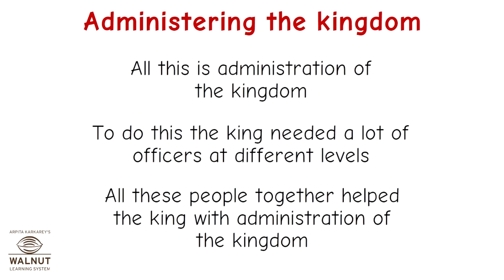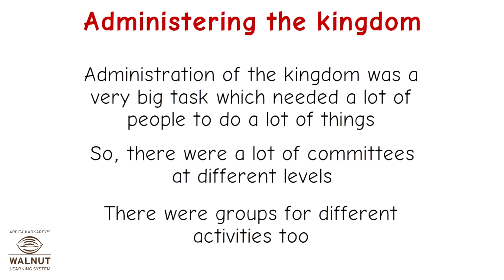To do this, the king needed a lot of officers at different levels. All these people together helped the king with administration of the kingdom. Administration of the kingdom was a very big task which needed a lot of people to do a lot of things. So, there were a lot of committees at different levels. There were groups for different activities too.